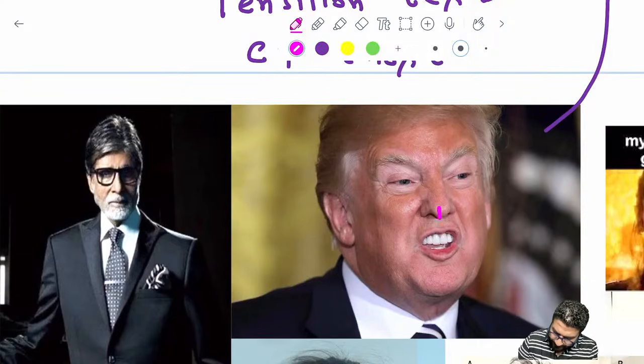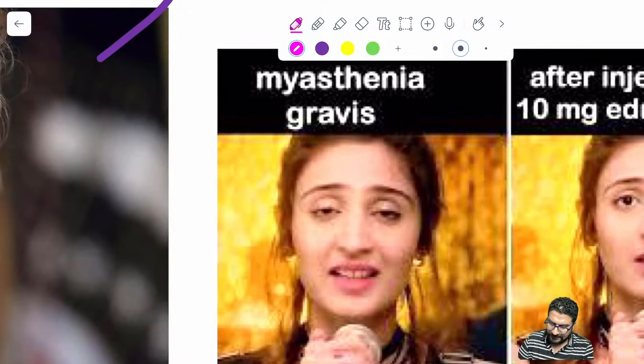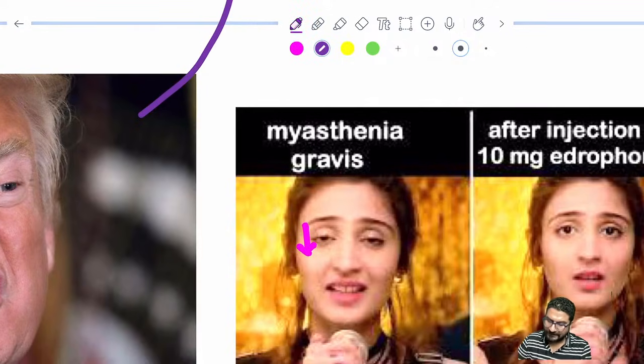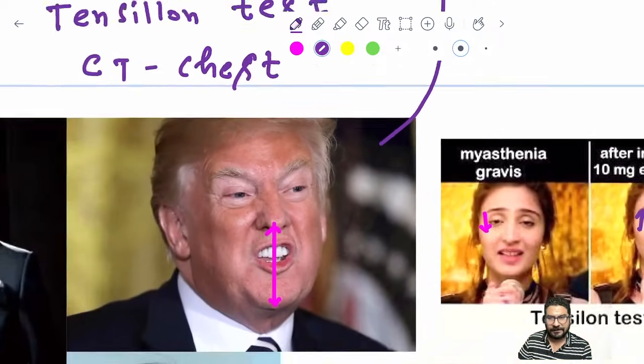So you can see vertical opening of mouth. We call this snarling face. Then you can see this is called myasthenia gravis. You can see ptosis after giving edrophonium. 10 mg एक साथ नहीं देते. We give 2, 4, 4. You can see ptosis will improve. तो इसको बोलते क्या है? Edrophonium challenge test or tensilon test.